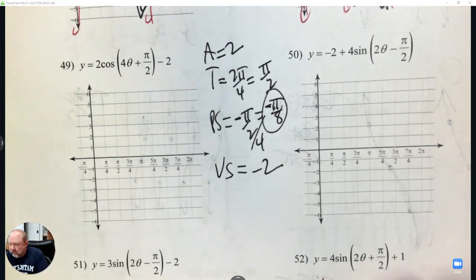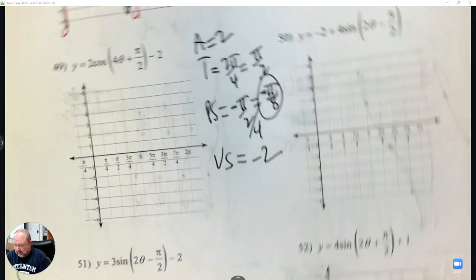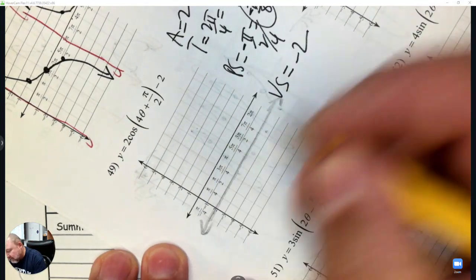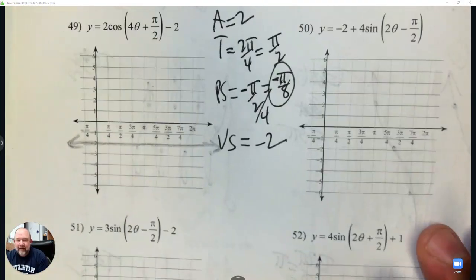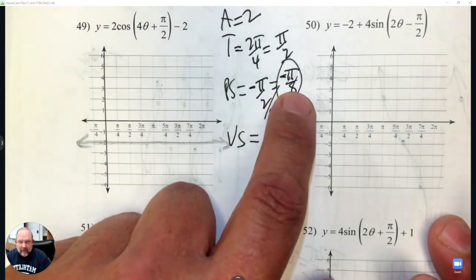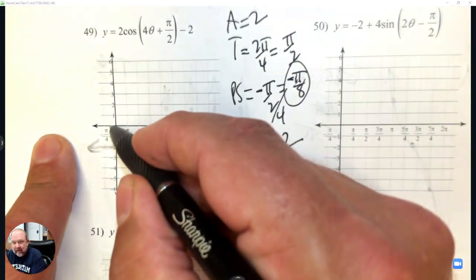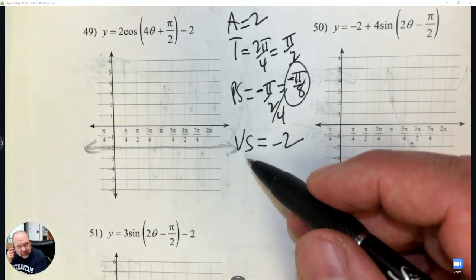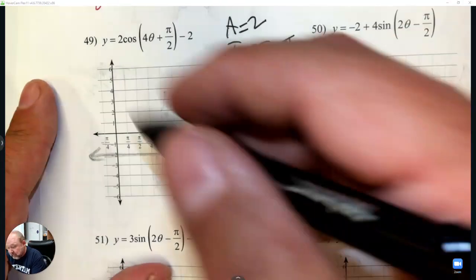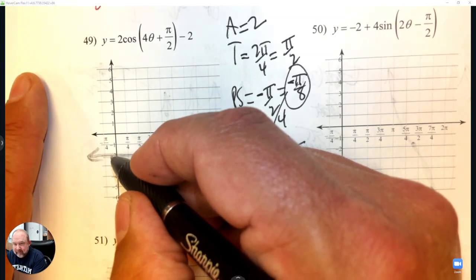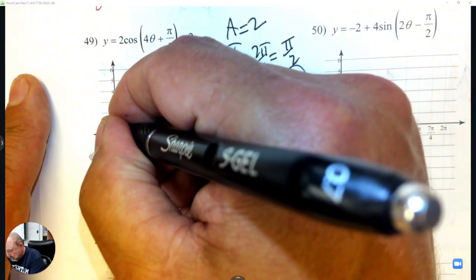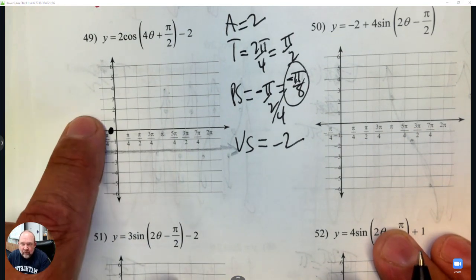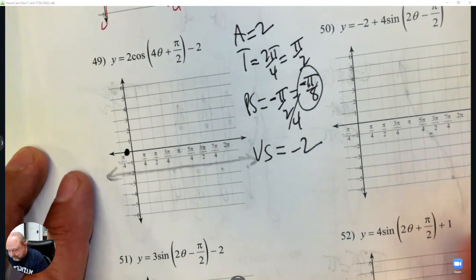So a few things I'm going to do. First, I'm going to draw the midline at -2. This is now the middle of my wave, so I have some direction to go from that -2. Then I'm going to go to -pi/8, which is right here on the left between 0 and -pi/4. And then cosine starts at the top. So the amplitude is 2. So from the pencil line, I count up 2, and that's the max of my wave.